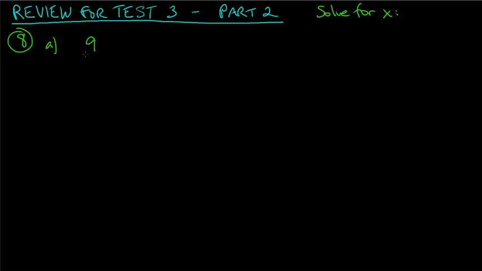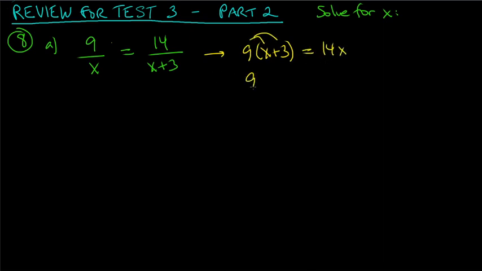So the first equation, part A, is just 9 over x equals 14 over x plus 3. This is supposed to be an easy one because in this case you can cross multiply. 9 times x plus 3 equals 14 times x. So expand this out. We have 9x plus 27 is equal to 14x.